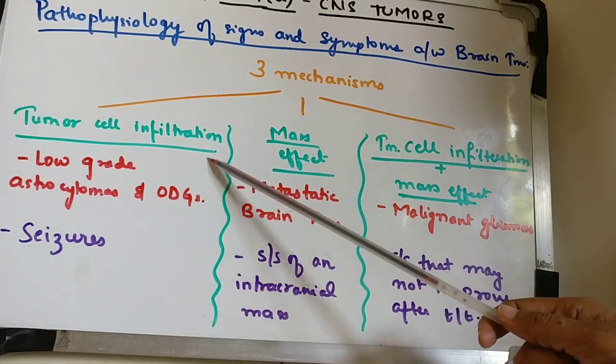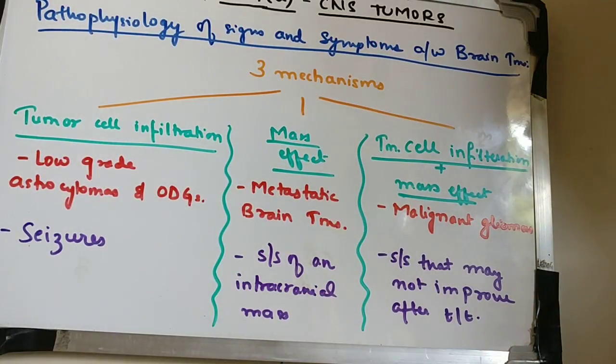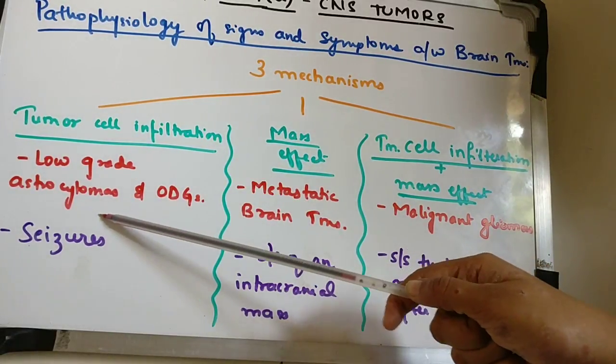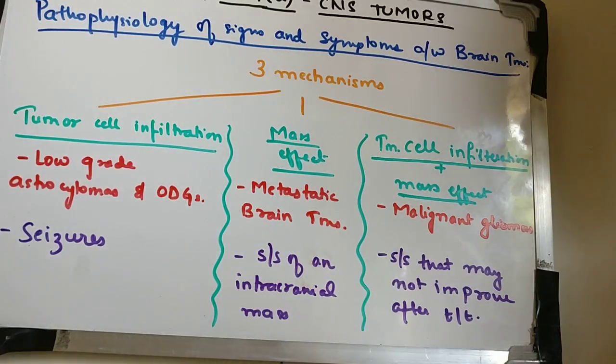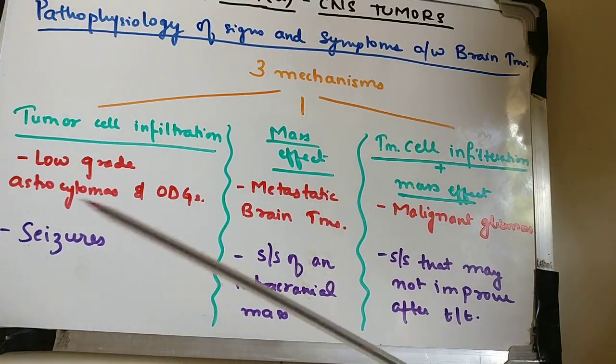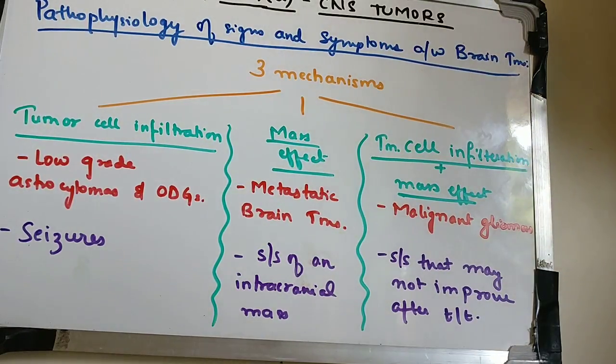Now tumor cell infiltration, I want you to imagine that the tumor cells are actually infiltrating the normal axons, the normal neurons. Okay, so the tumor cell infiltration occurs along nerve fiber tracts in both the white matter as well as the cortex. So it is both in the white matter as well as in the gray matter. The tumor cells are infiltrating the normal nerve fibers. It is usually seen with low-grade tumors like low-grade astrocytomas and oligodendrogliomas. They usually behave in this fashion, and the symptoms that they are going to produce is seizures.